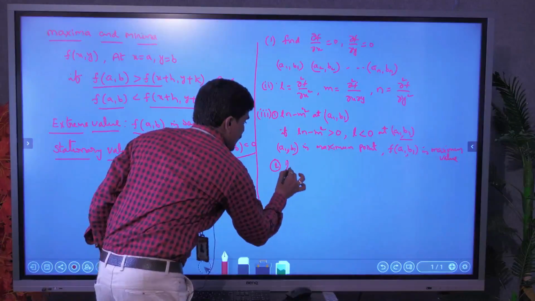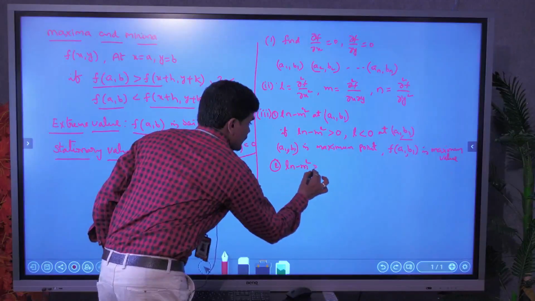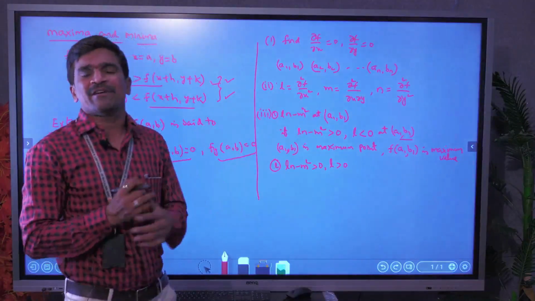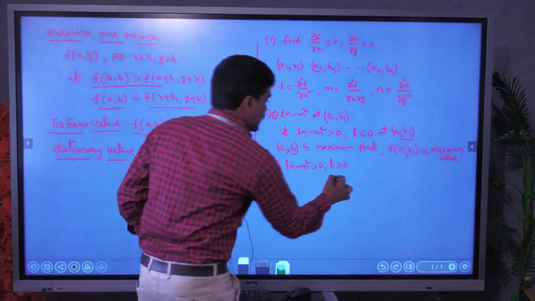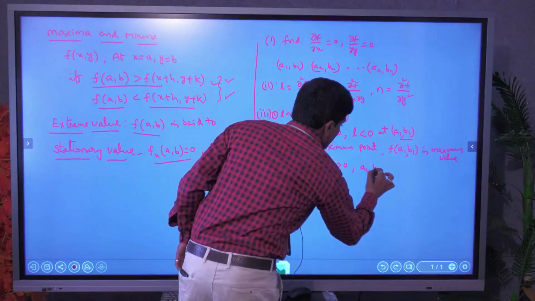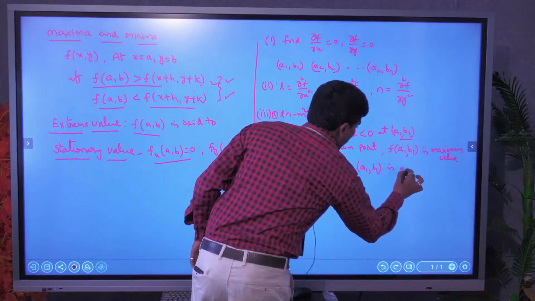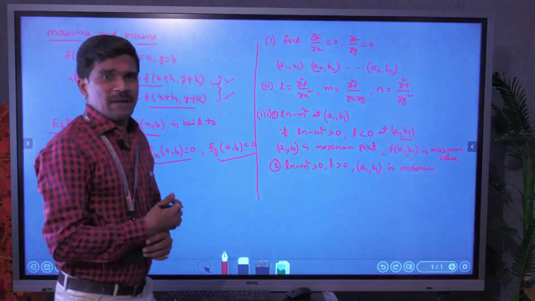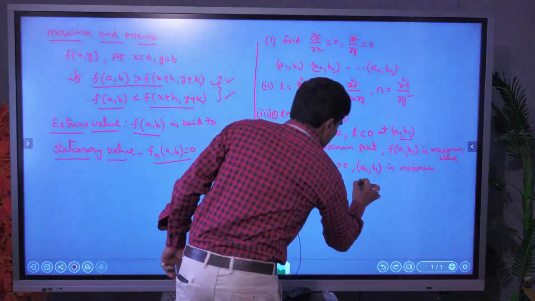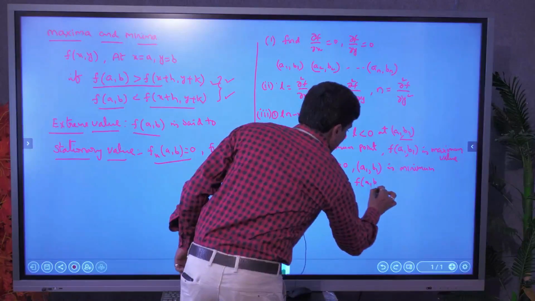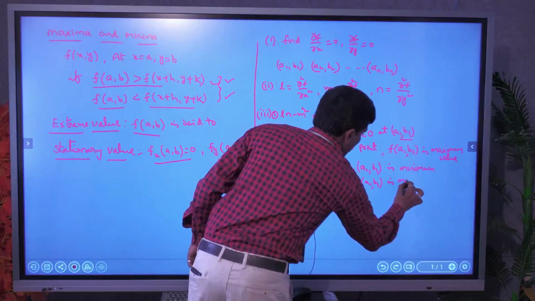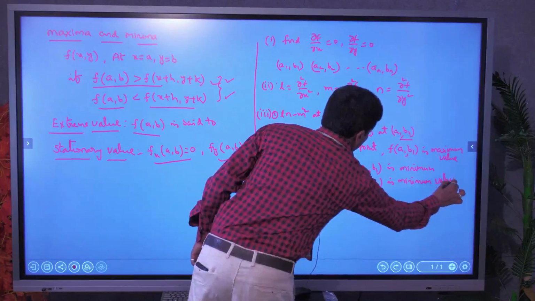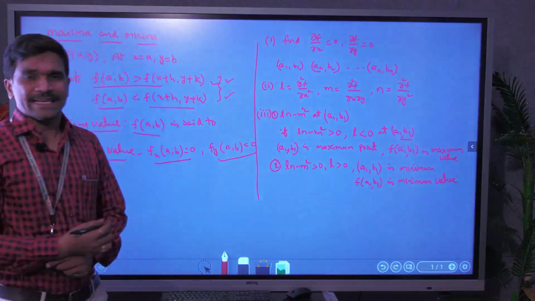second one is ln minus m square is greater than 0 and L is also greater than 0 at the same point a1 b1. Then here a1 b1 is a minimum point, and f of a1 b1 is the minimum value. Now this is the second one.